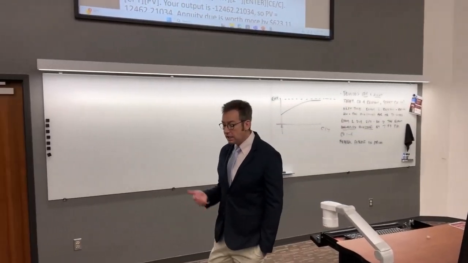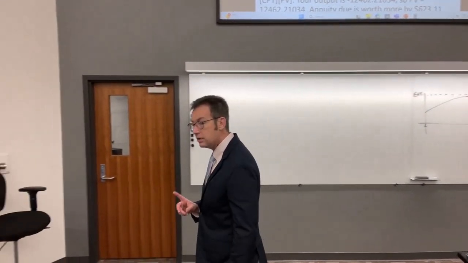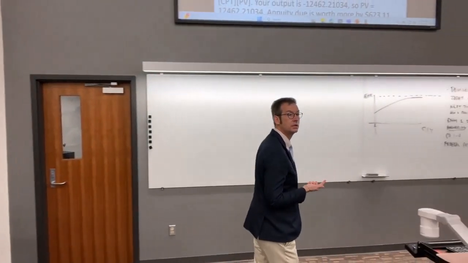Now, if you run into this kind of problem on an exam, here's what I would tell you to do. Calculate the BGN one first, because it will force you then to reset your calculator to END mode to calculate the ordinary annuity. And that way that BGN will not be hanging out up there giving you grief for the remainder of the exam. Questions?